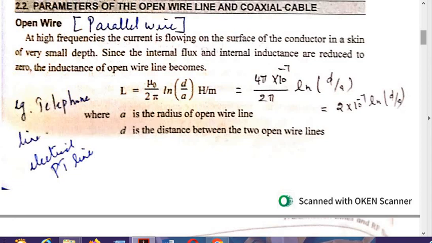L is equal to mu naught by 2 pi ln D by A henry per meter, where A is the radius of the open wire line and D is the distance between the two open wire lines. What is the value of mu? Mu is equal to mu naught into mu R. Mu R, the relative permeability, will be equal to 1, or it depends upon the material we have used. Mu naught is a constant value: 4 pi into 10 to the power of minus 7.